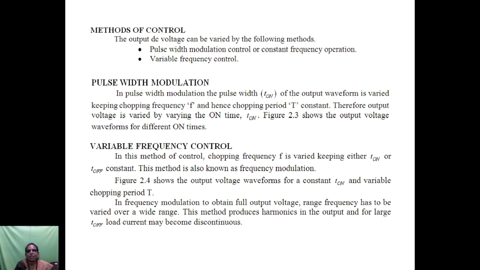So, variable frequency control. In this method of control, the chopper frequency F is varied by keeping either T on or T off constant. This method is known as frequency modulation. To obtain the full output voltage range, the frequency has to be varied over a wide range. This method produces harmonics in the output, and for a large T off, the load current may become discontinuous.